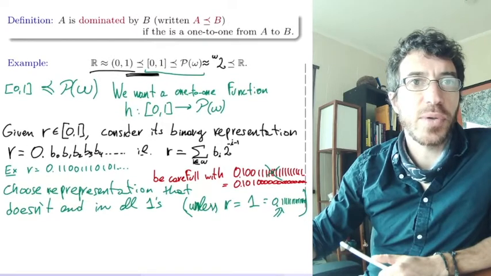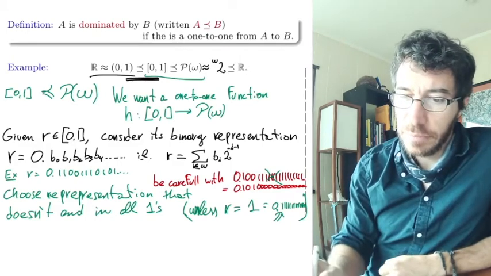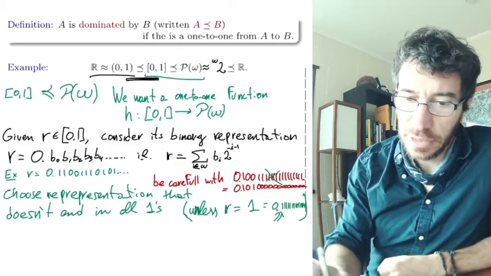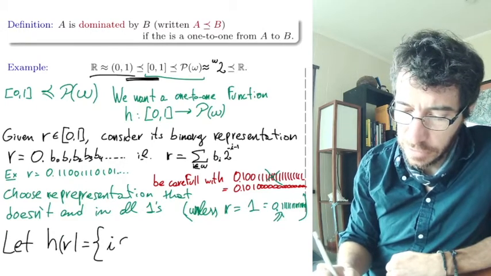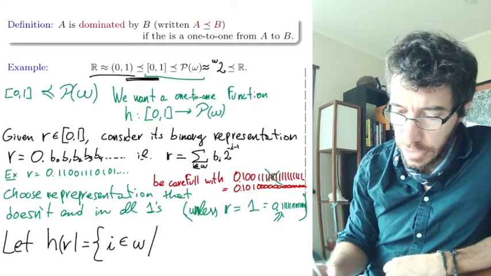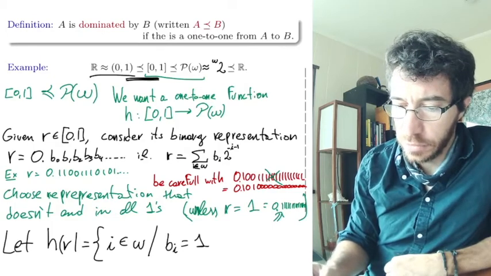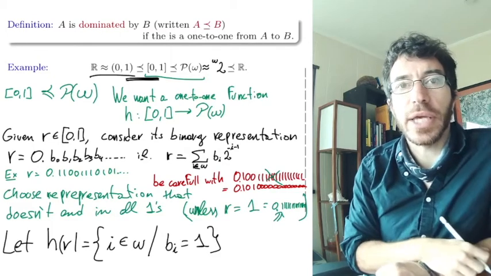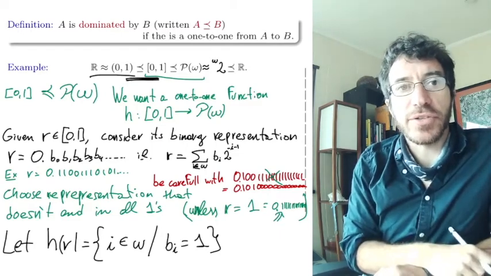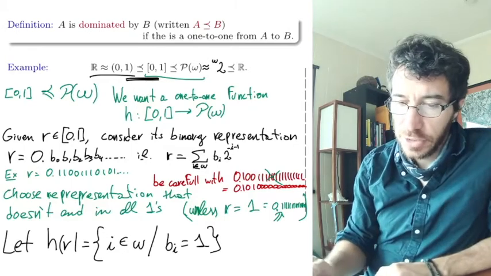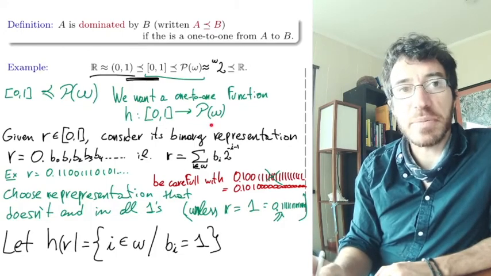And now how do we do that map into the power set of omega? Well, we just say, let h of r be the set of all the i's in the natural numbers such that, if you look at the binary representation of r, bi equals 1. So in some cases we get 0, in some cases we get 1. For some digits it's 0, some digits are 1. So choose the digits that are 1. Okay, so h is a function that for each number between 0 and 1 is going to give us a subset of the natural numbers.